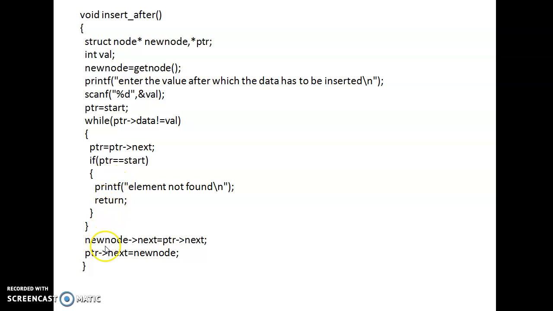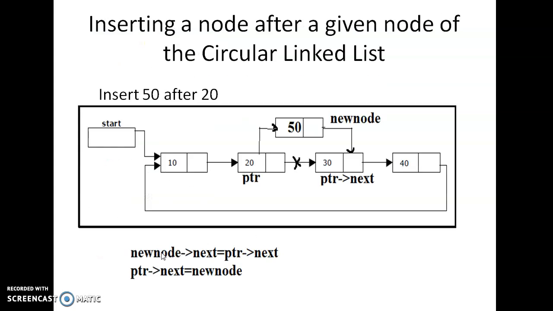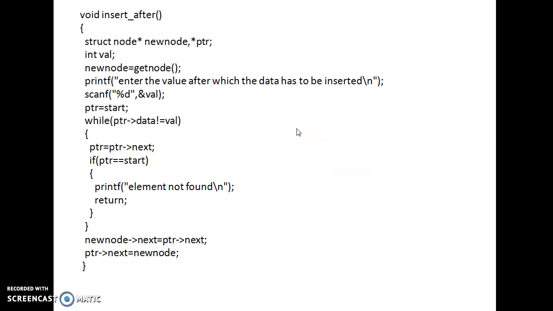So if the element is found, the new node's next is pointing to the pointer's next, and the pointer's next is pointing to the new node. What we have seen in the diagram: new node of next equal to pointer of next, and pointer of next equal to new node. That is the activity that we are doing.